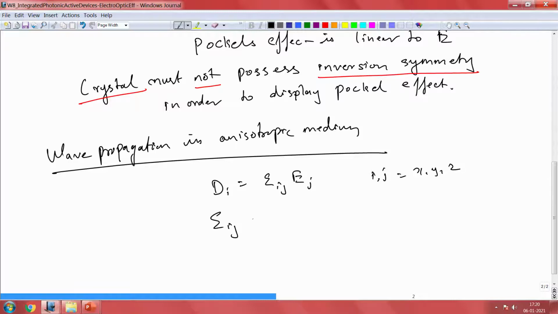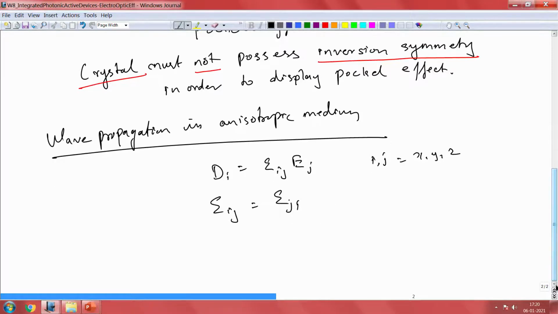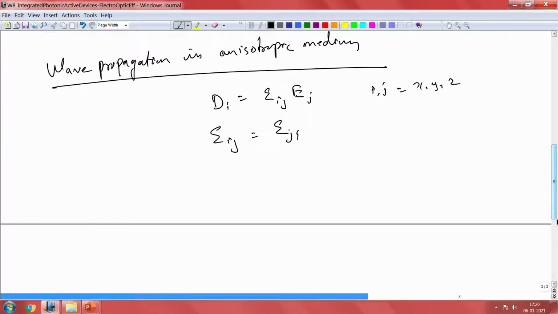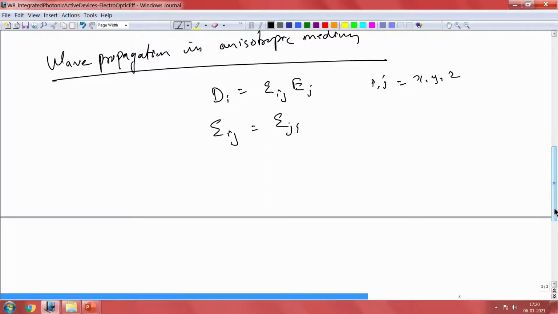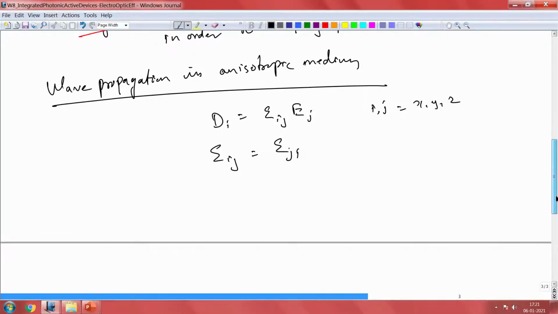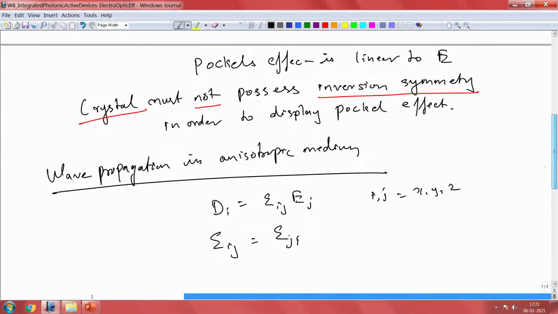So your epsilon ij is nothing but epsilon ji, right. So this is from the conservation theory. This is all just a recap of what we have already read and seen. Now we need to understand how this vector is going to look like when you say this is anisotropic, and that is something we all know, the matrix or the index ellipsoid, that we already looked at in the earlier lectures.